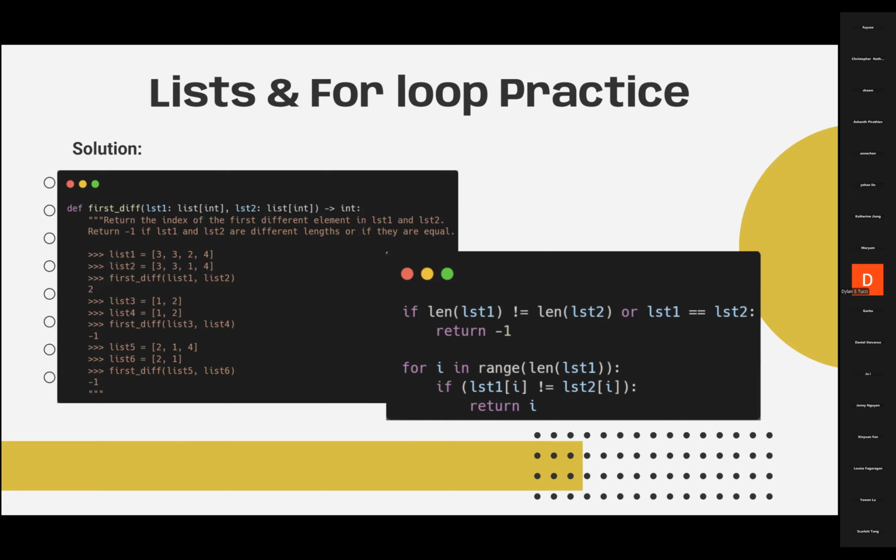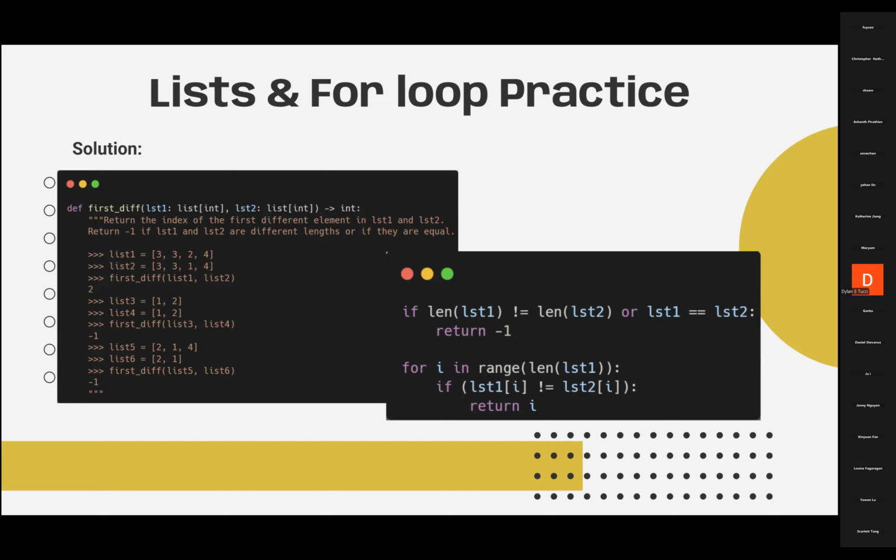If it's not in these two cases, we just check which index is the first different element. So we use range to traverse, and then we check whether list 1 index i and list 2 index i are equal or not. If they're equal, we just go to the next iteration. If it's not equal, we just return i, which is the index, and it will terminate the whole function. We don't need to care about the next several iterations.